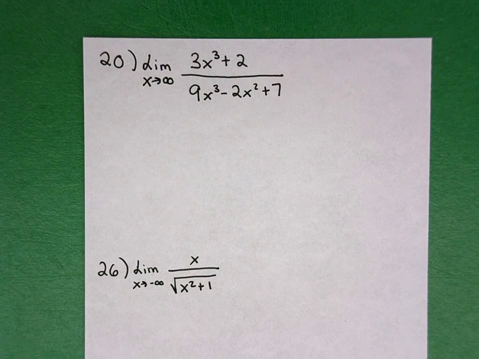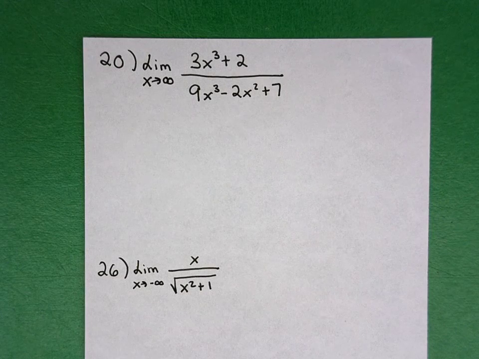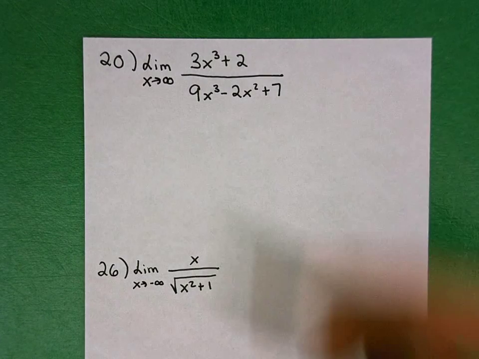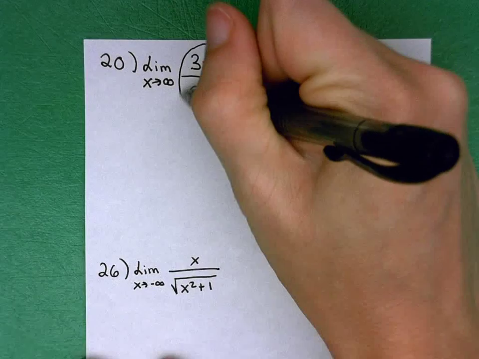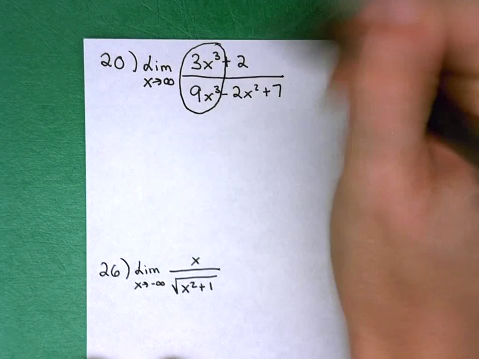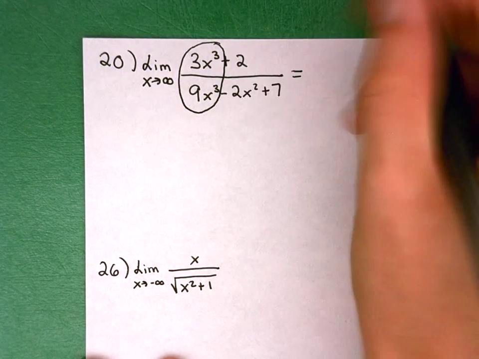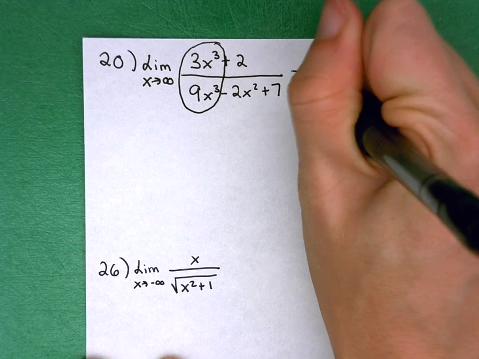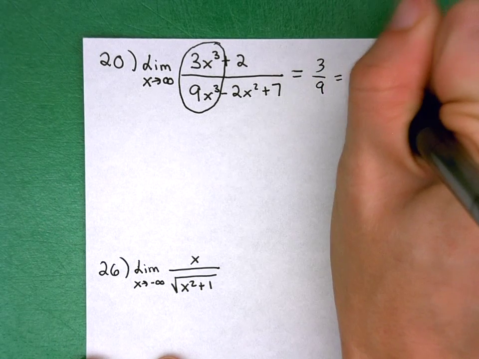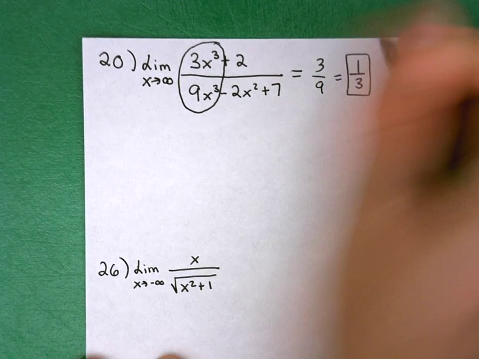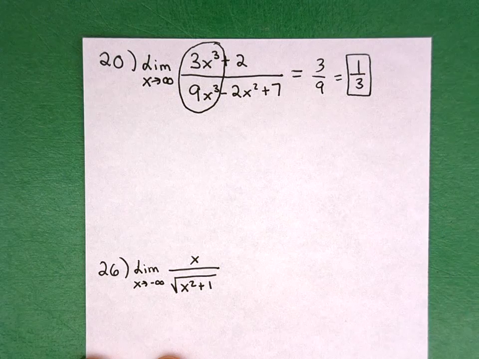Right, and so number 20 here, looking at this, we have 3x cubed plus 2 over 9x cubed minus 2x squared plus 7. Our highest power is the cubed. Right? The x cubes are going to cancel each other out, essentially, and we have 3 over 9, which is the same thing as 1 over 3. Okay?